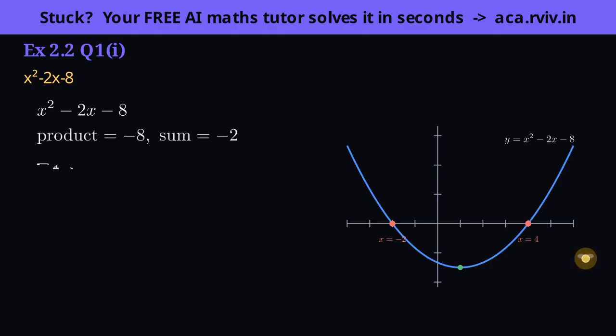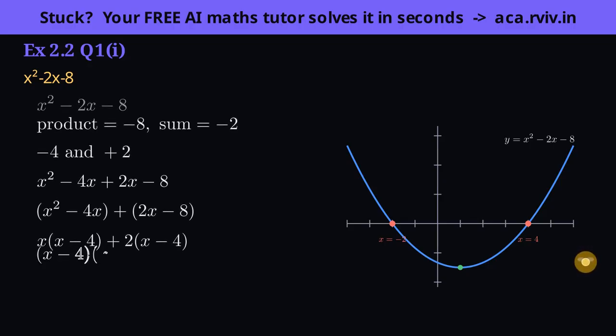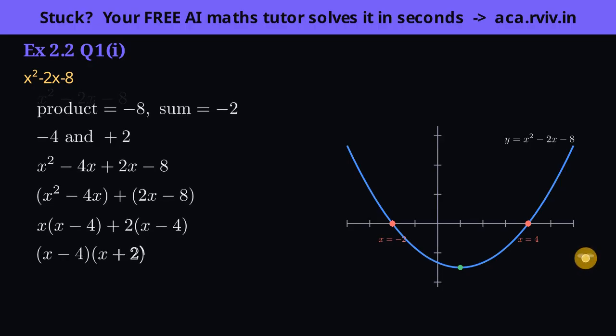Hunt for that pair: -4 and +2 multiply to -8 and add to -2. Perfect. Use them to rewrite the middle term -2x as -4x plus 2x, same value, just opened up so we can group. Group the first two terms and the last two terms into pairs. Pull the common factor out of each pair, x from the first, 2 from the second. Both pairs now carry the identical bracket x minus 4. That's the sign the split worked, so factor it out.